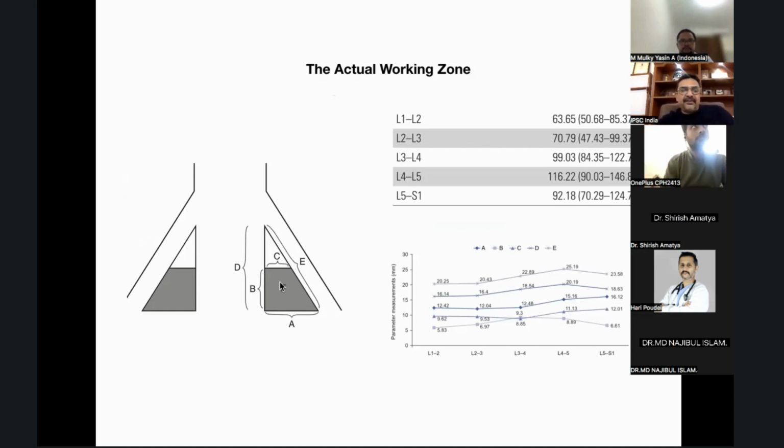You may see that this is the dura over there. This is forming the medial border. This is the lateral border, which is formed by the exiting root over there. And the distance between the dura and the exiting root is what we get here. This is the superior border, and the inferior border is formed by the same thing we are getting with the Cambridge triangle. So this is the actual working zone.